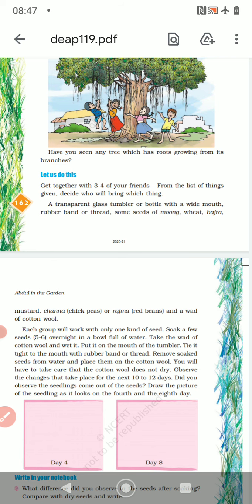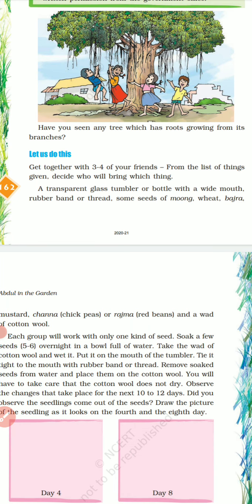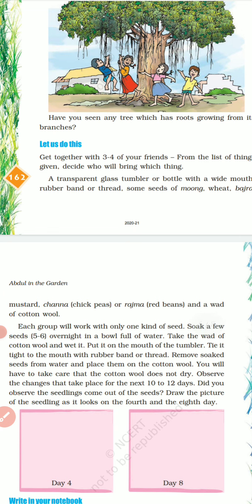Let's do this. Get together with 3-4 of your friends from the list of things given. Decide who will bring which thing. Transparent glass tumbler or bottle with a wide mouth, rubber band or thread, some seeds of moong, wheat, bajra, mustard, chana, chickpeas, the rajma, that red beans, and a wad of cotton wool. Okay, you get a flat cotton wool, you get a roll, so you will have to take that as well.